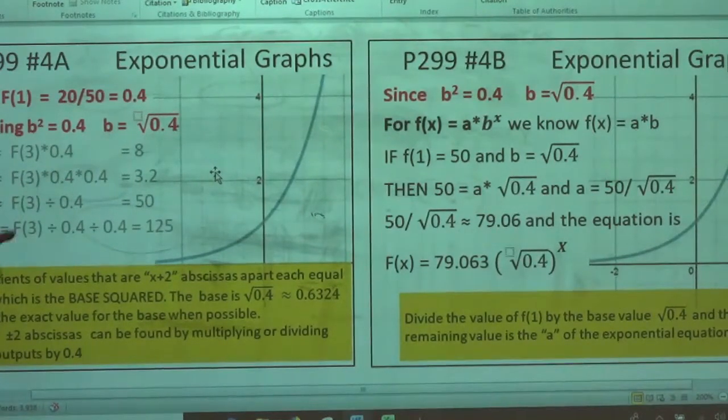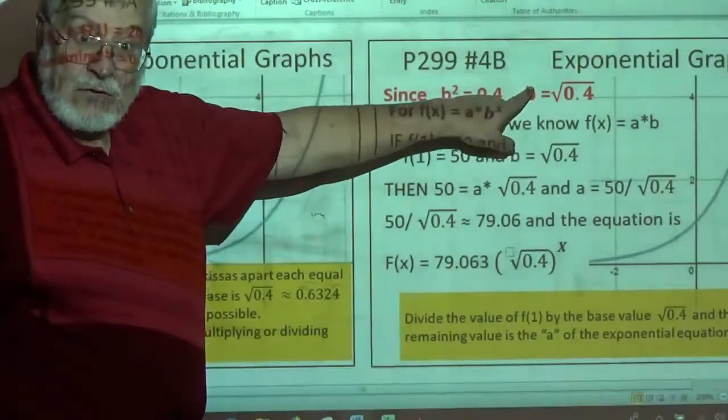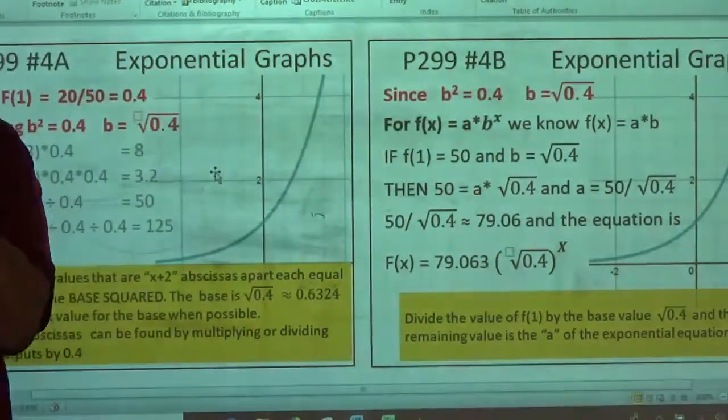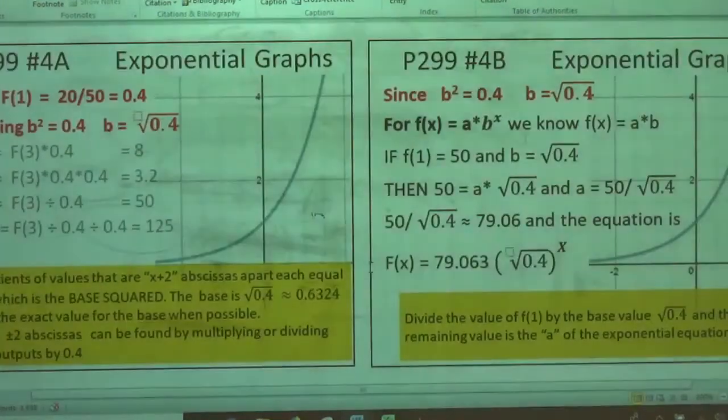Okay, what's the key? The key is when you have these two things, you know b to what power that value is going to be when you divide. That's the key. And then, once you do that, you can find the b. If you be right. If you be wrong, it won't work. Okay? All right? Okay. All right, so, questions?